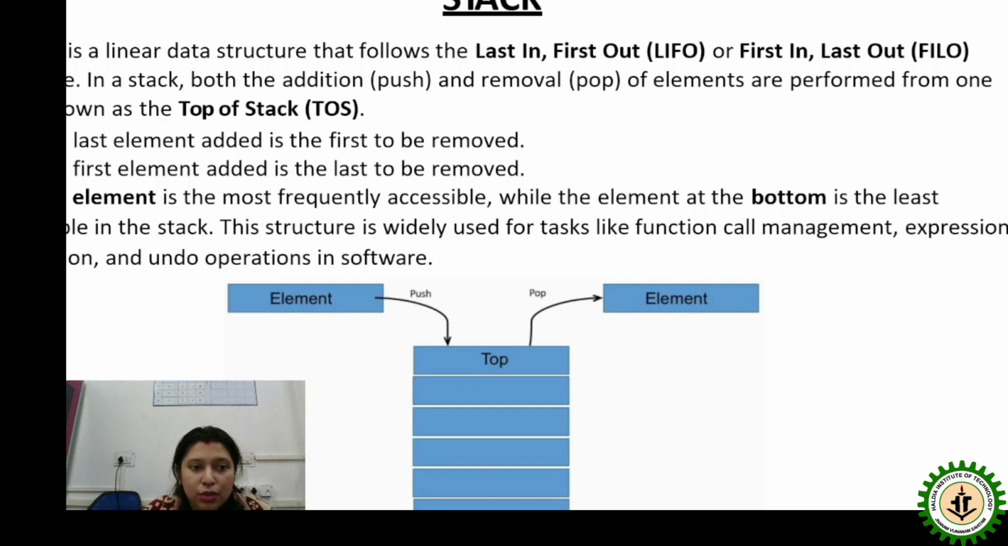Okay, so here LIFO means last element added is the first to be removed, and the first element added is the last to be removed. So the last element added is the first to be removed means LIFO, and the first element added is the last to be removed means FILO. They're same. The principle is the same. So the top element is the most frequently accessible, while the element at the bottom is the least accessible.